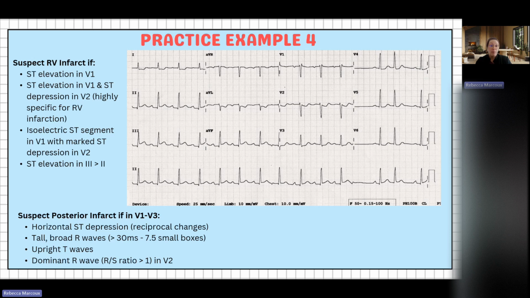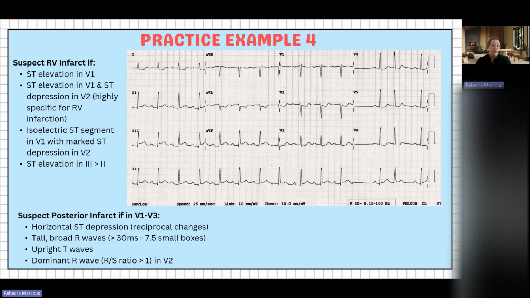They have an isoelectric ST segment in V1, right? There's no ST depression or elevation in V1, but in V2, they have ST depression. This can be a sign of a right ventricular infarct and should trigger us to go investigate further.